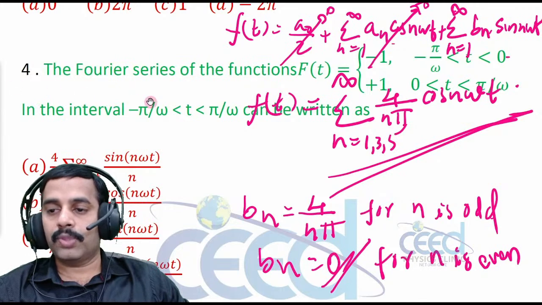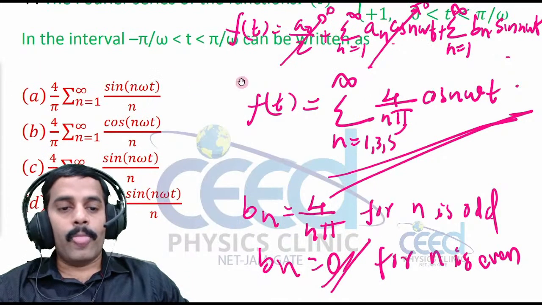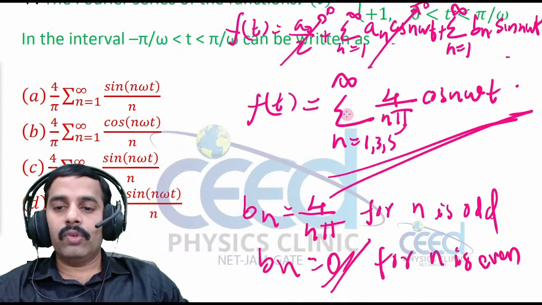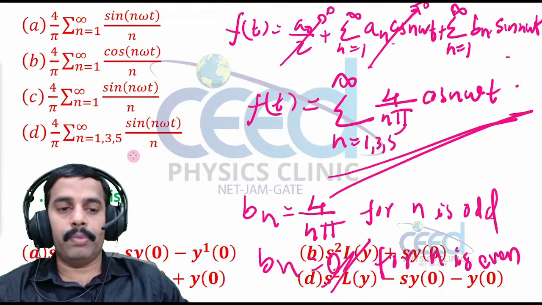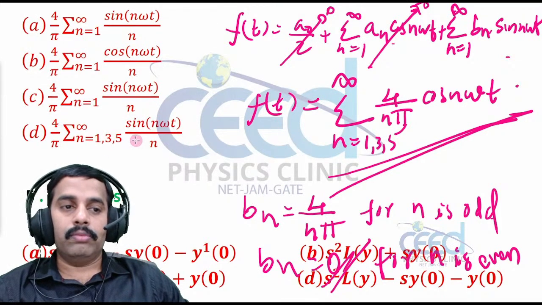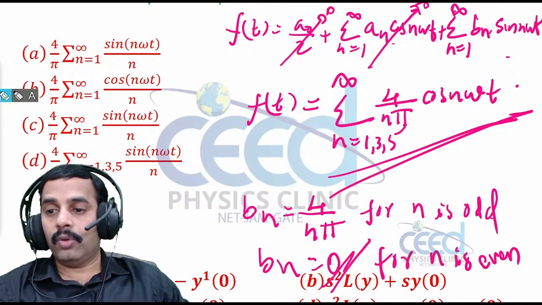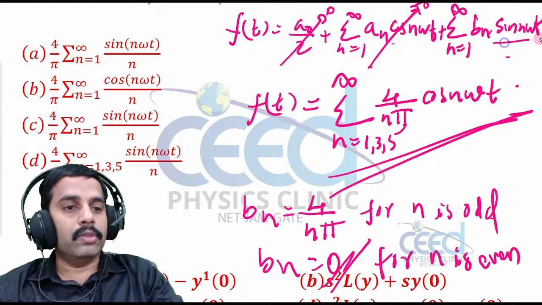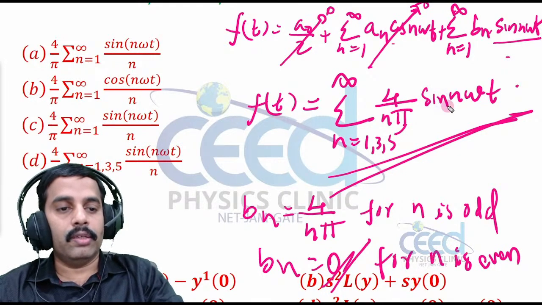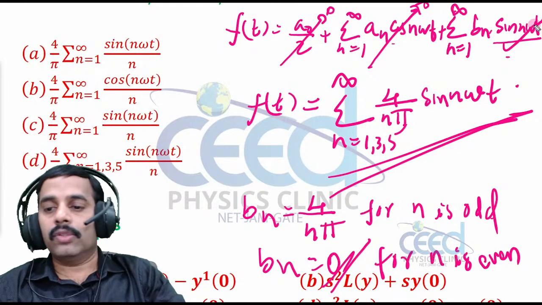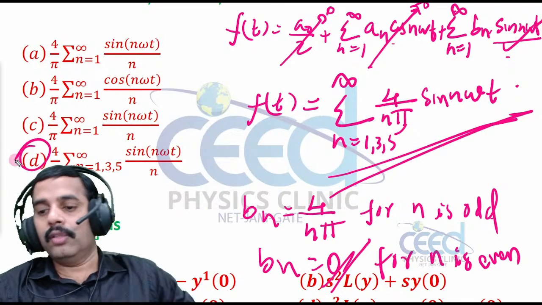So which one is the option? 4 by pi we can take out. What is remaining? Only odd values are required. So this is the result, 4 by n pi, I'm sorry, sin n omega t, right? So this is sin n omega t. All right, so option D is correct.